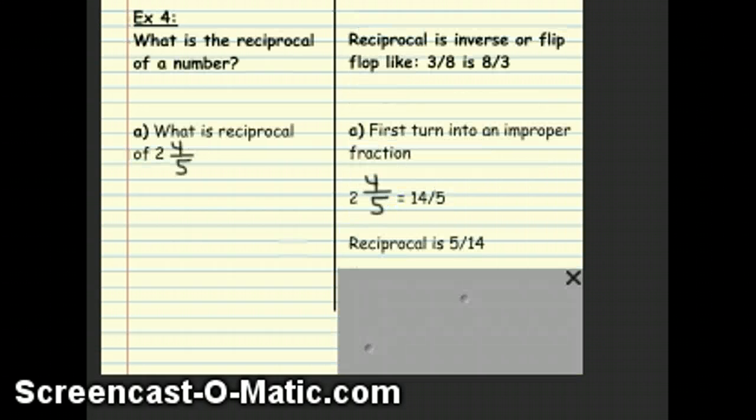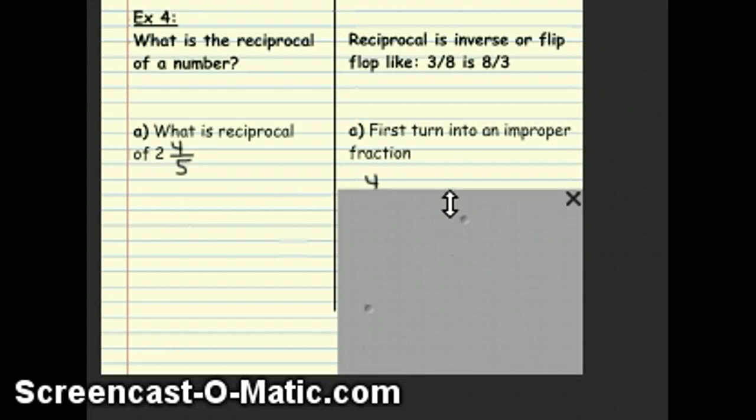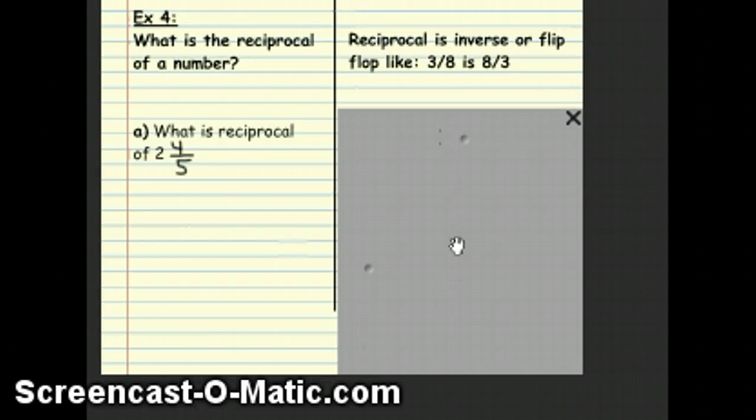Moving on, we're actually going to skip example 3 in the book and go to example number 4. Number 4 talks about what is the reciprocal of a number. And of course, Jessica knows this. The reciprocal is the inverse, or flip-flop. For example, if you've got the fraction 3/8, the reciprocal is 8/3. You just flip-flop the numerator upside down.